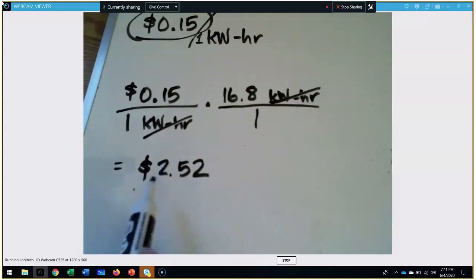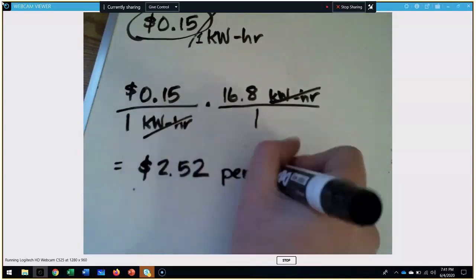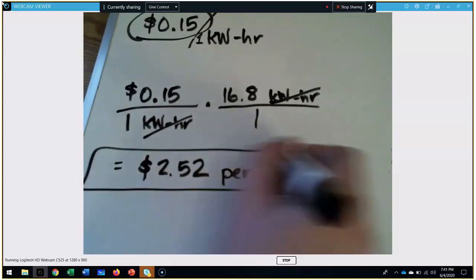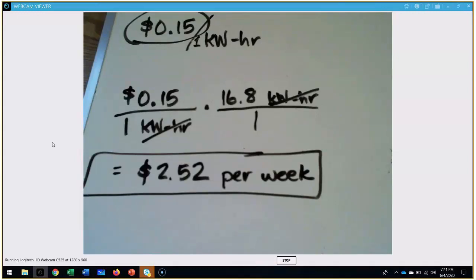All right, so it's going to cost us $2.52 to run this 100-watt light bulb for 1 week. Here's my answer. Any questions before I look at the next part? There's another part to this question.